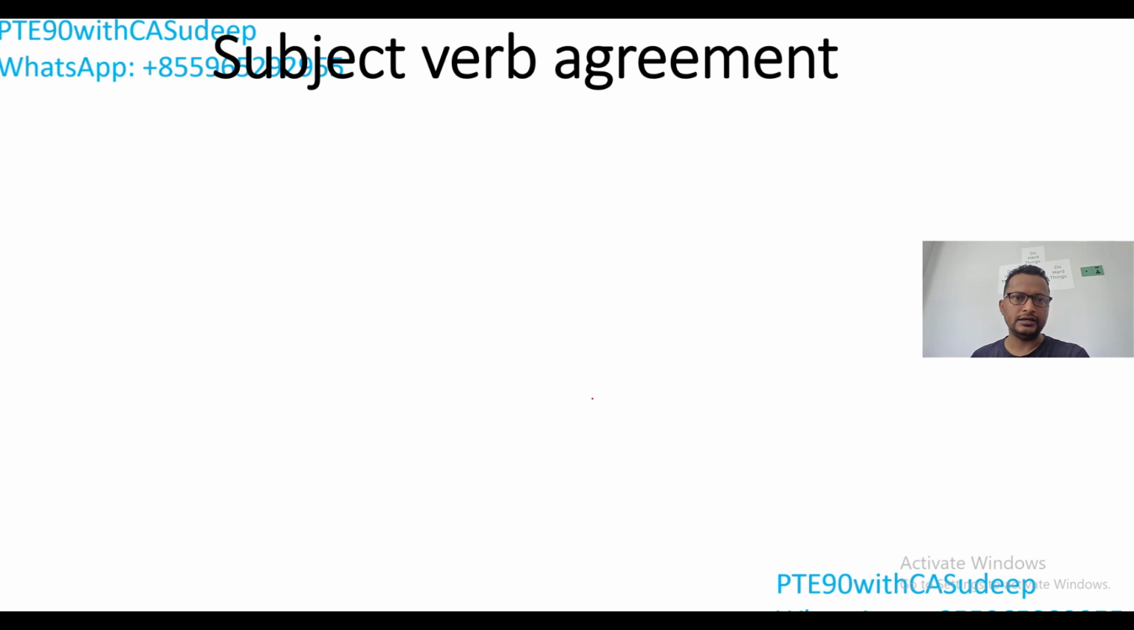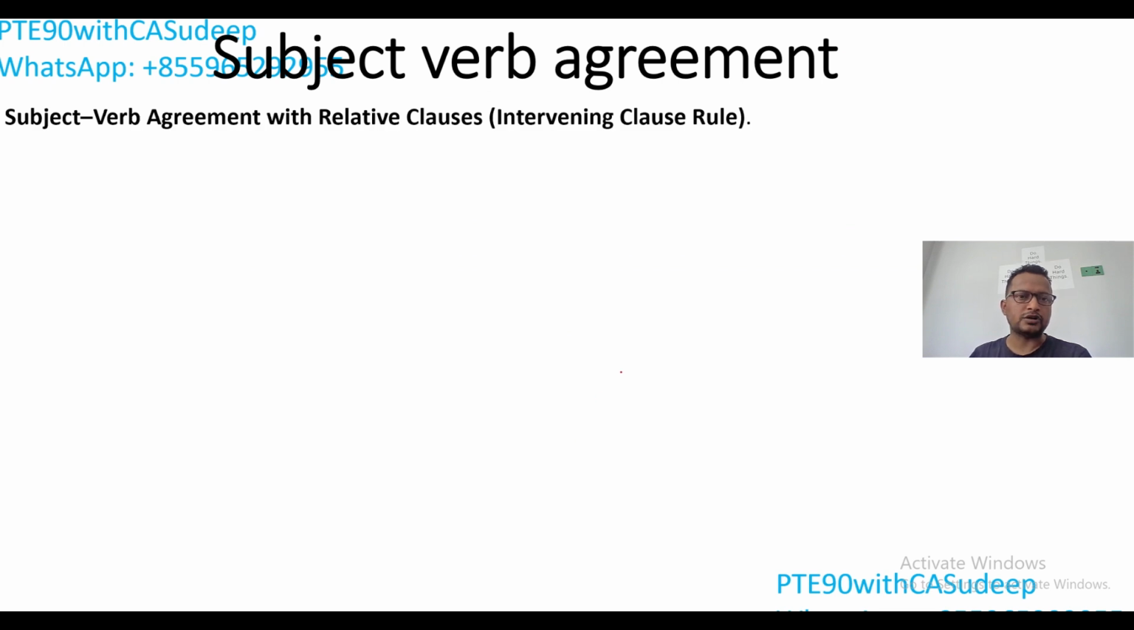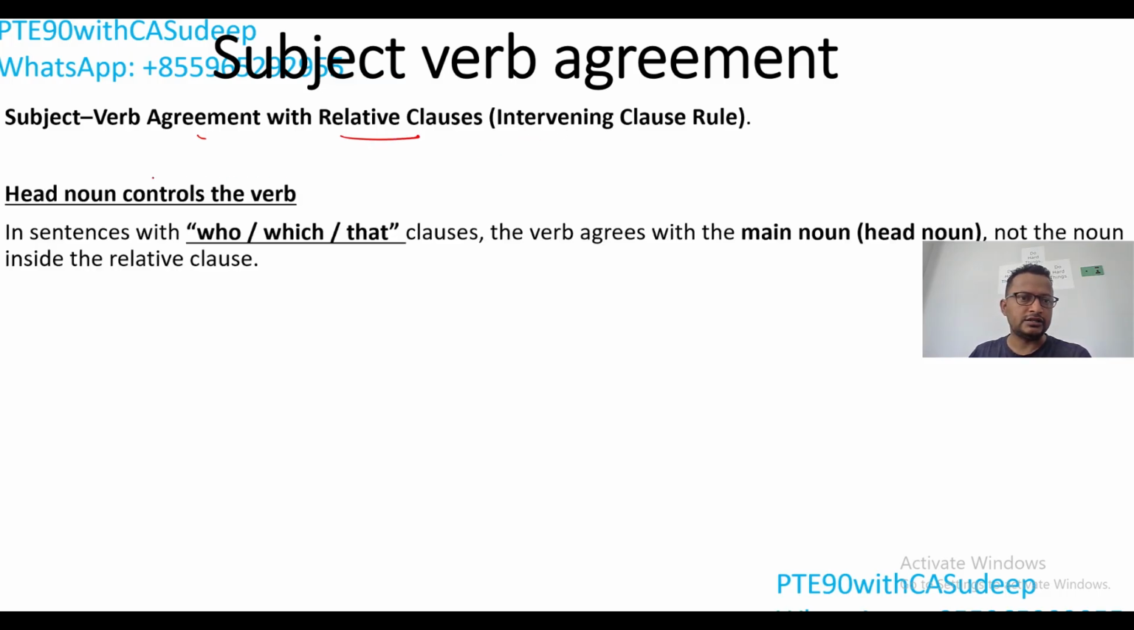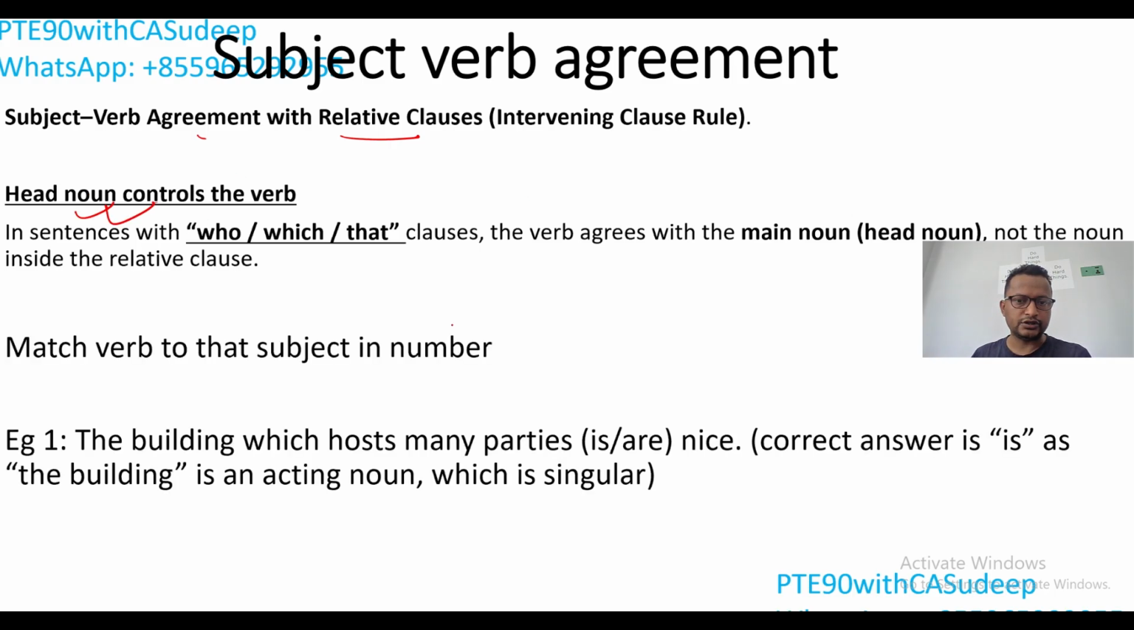Let's quickly do one more concept, right? Subject verb agreement with the relative clause. What is a relative clause or intervening clause? It concerns the head noun, which controls the verb. For example, you need to match it, right? The building which hosts many parties, the building is here, which hosts many parties, is or are? Which is the correct one, either is or are? It is is. Is is the correct form. Why? Because we are talking about the building here.